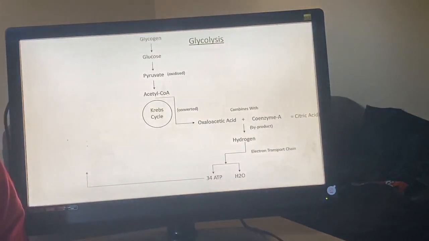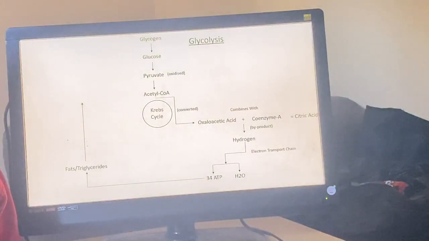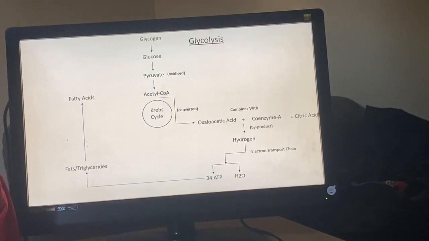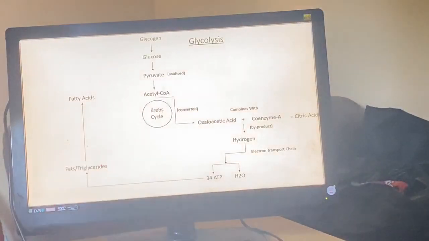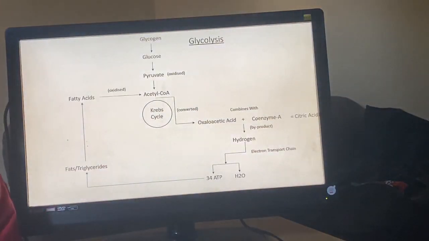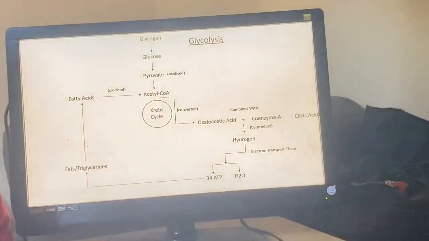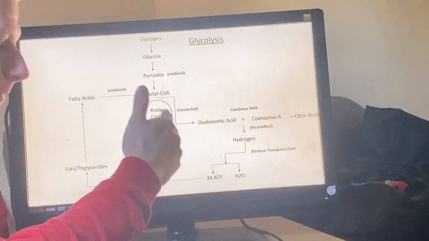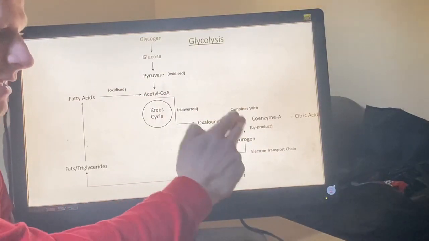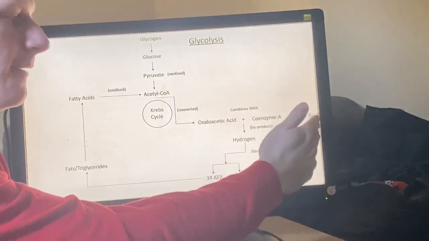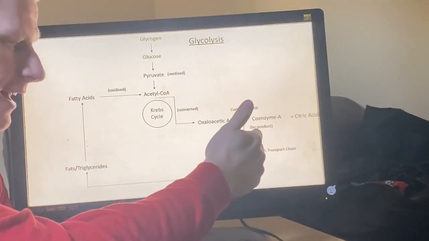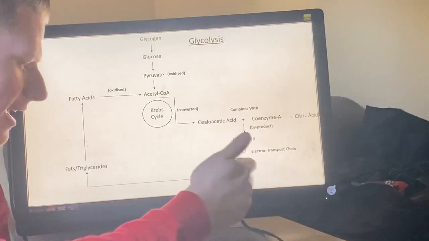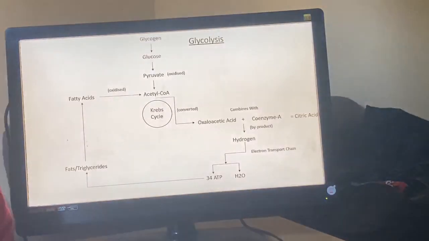So my fats or my triglyceride stores are broken down into fatty acids, which are then oxidized, which we've seen up here where they're exposed to oxygen, which then forms acetyl-CoA. That then can re-enter the Krebs cycle, convert it to oxaloacetic acid, combine with coenzyme A, form citric acid, have a byproduct of hydrogen, travel down the electron transport chain, and I get 34 ATP again.